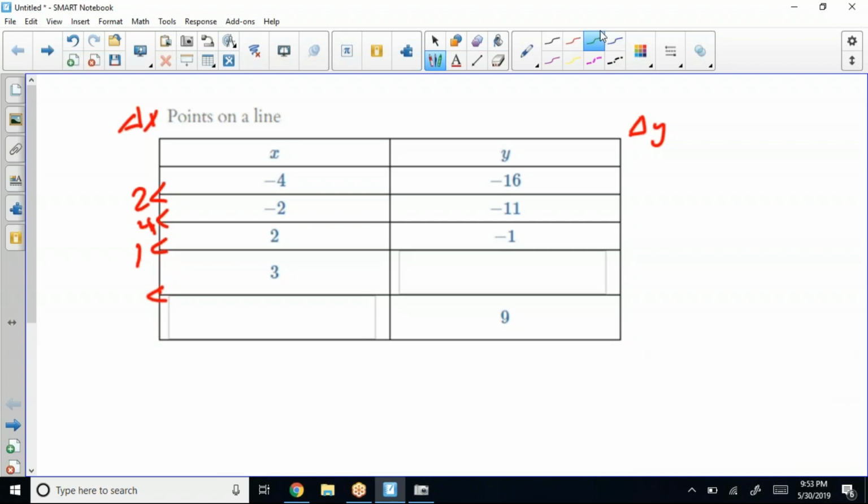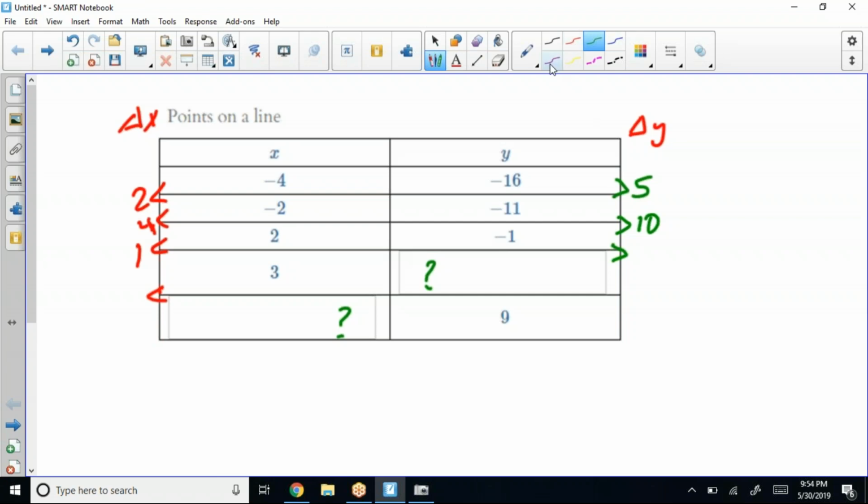Now let's look at my change in Y. From -16 to -11, that's a change up the number line of 5 spaces. -11 to -1 is a change of 10. Now the rest of these are blank, with a question mark there and a question mark on that one. So we've got two things that we're looking at: finding a missing change in X and finding a missing change in Y.